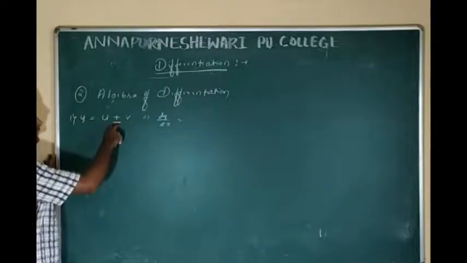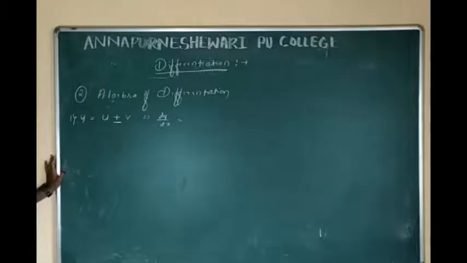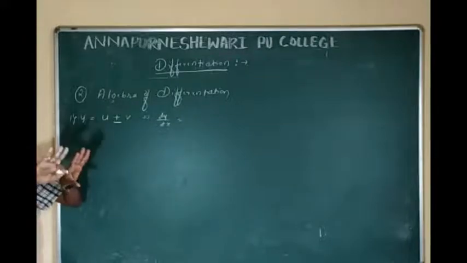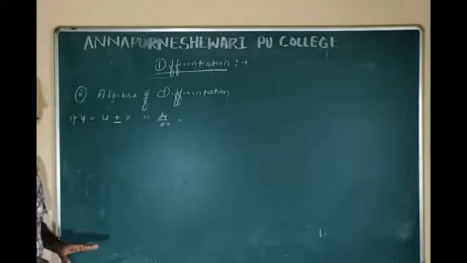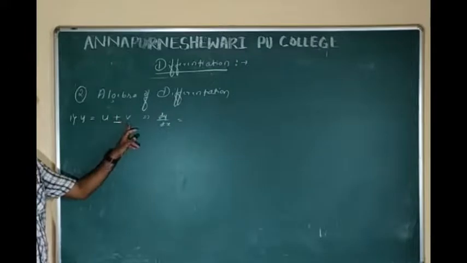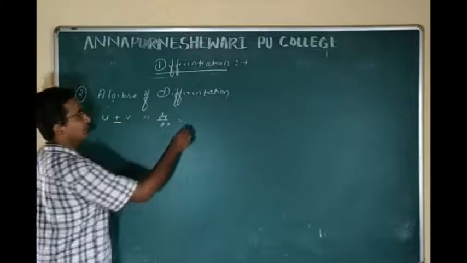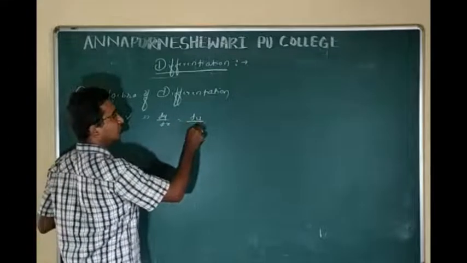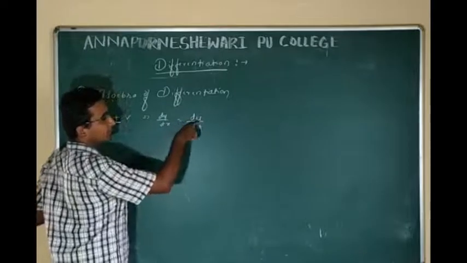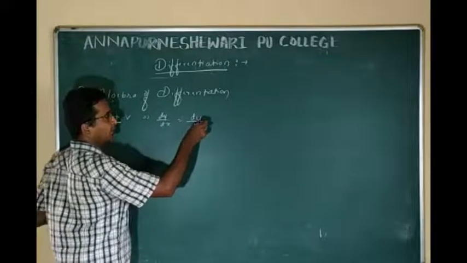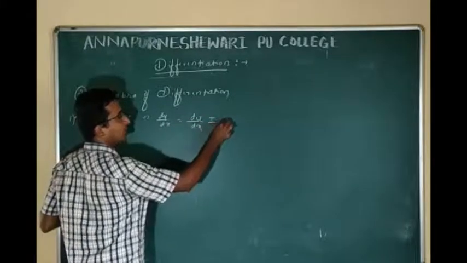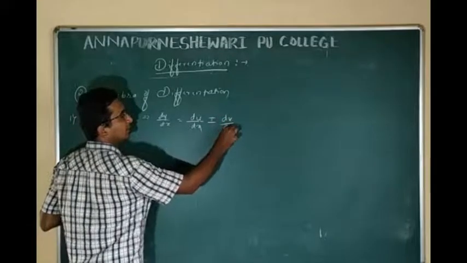Because in between the two functions we have the plus or the minus. Whenever in between the two functions we have the plus or minus, we have to differentiate both the functions separately. So that time what we get? Differentiation of u with respect to x, plus or minus dv by dx.